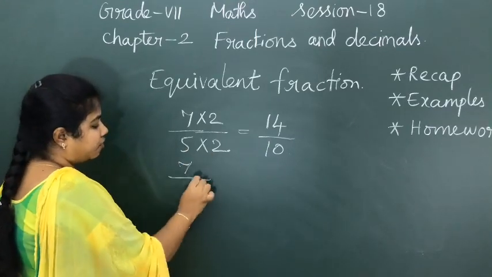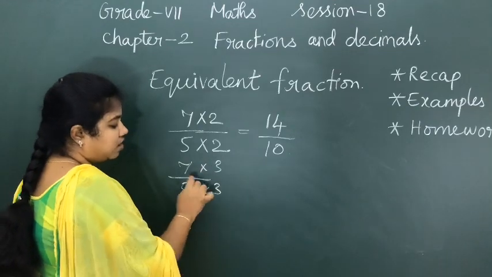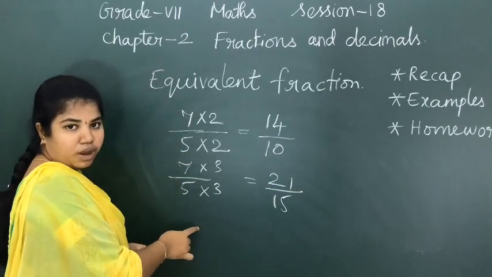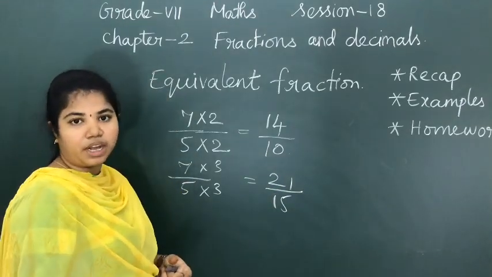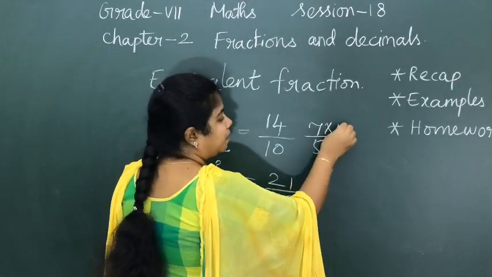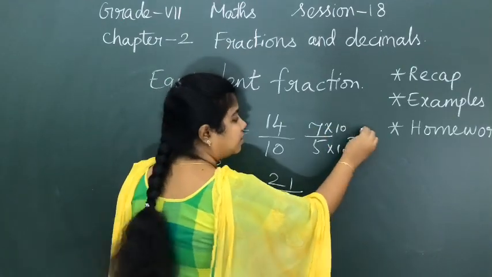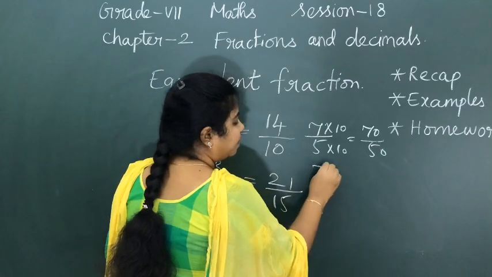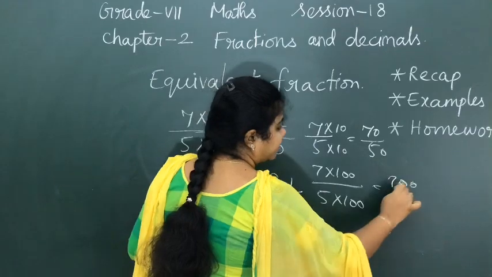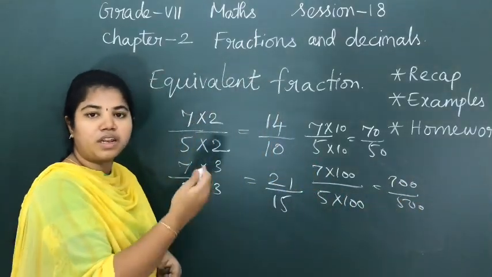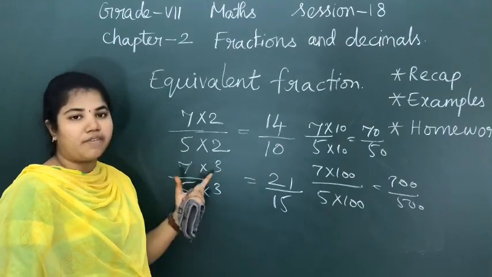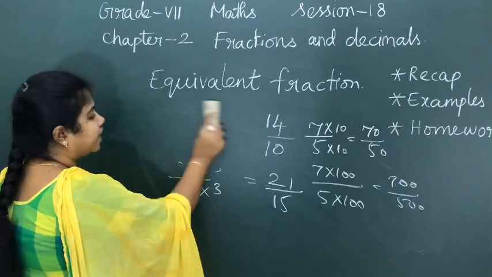What is another equivalent fraction you can make? You can multiply by 3: 7 3s are 21, 5 3s are 15. This is another equivalent fraction. You can make several equivalent fractions. If this is difficult, you can multiply by 10 on both sides, which is very easy: 70 by 50. Or you can multiply by 100: 700 by 500. You can multiply by 1000, 10,000, 1 lakh, 10 lakhs, anything. So you can get several equivalent fractions for 7 by 5. Can you understand? Let us move on to the next fraction.